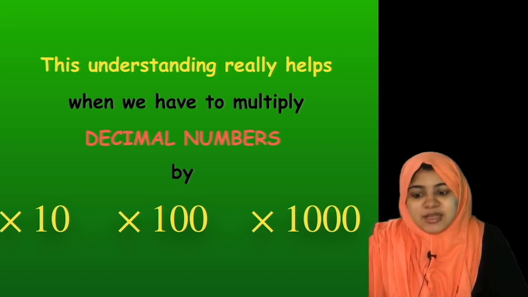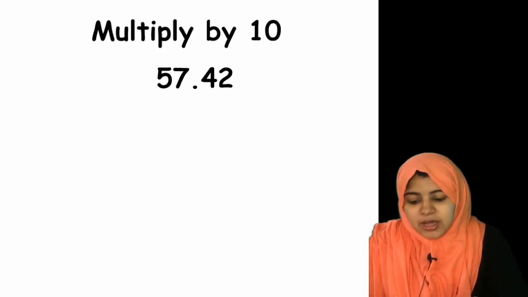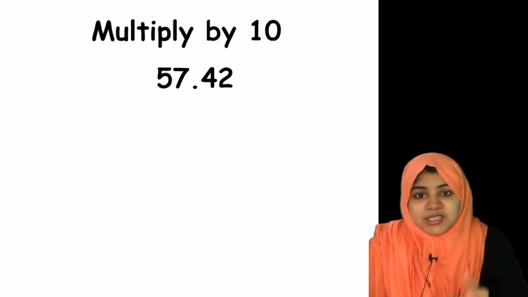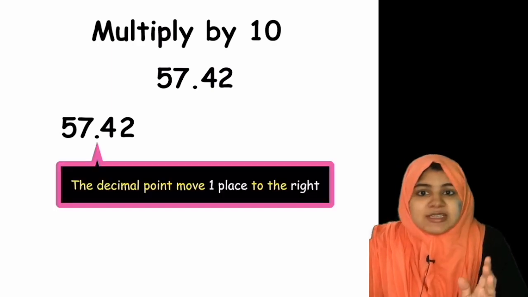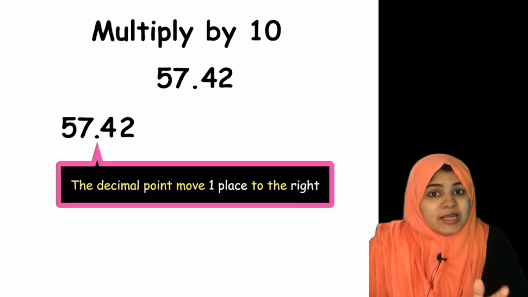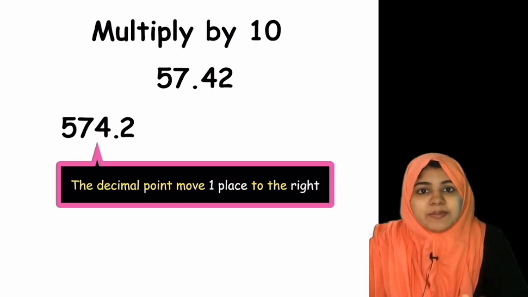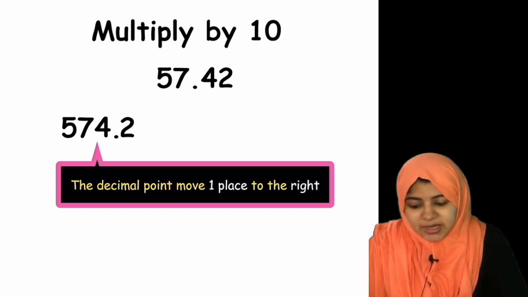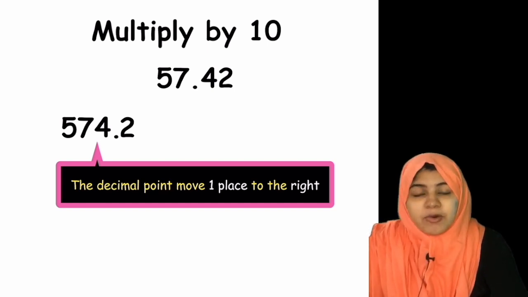Okay, so let's see. We have a decimal number 57.42 and we have to multiply by 10. So what do we have to do? We have to move the decimal point one place to the right. See here? We are moving the decimal point one place to the right. So the answer is 574.2.